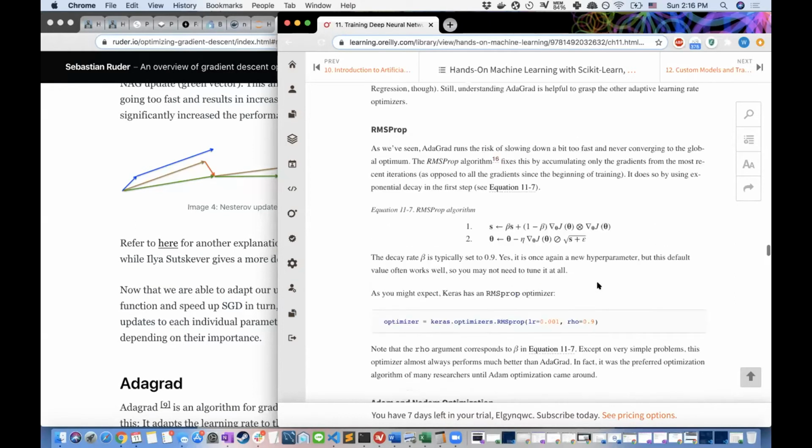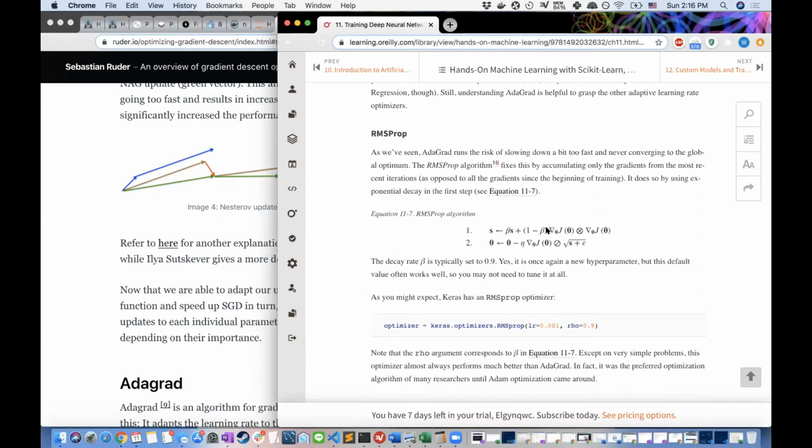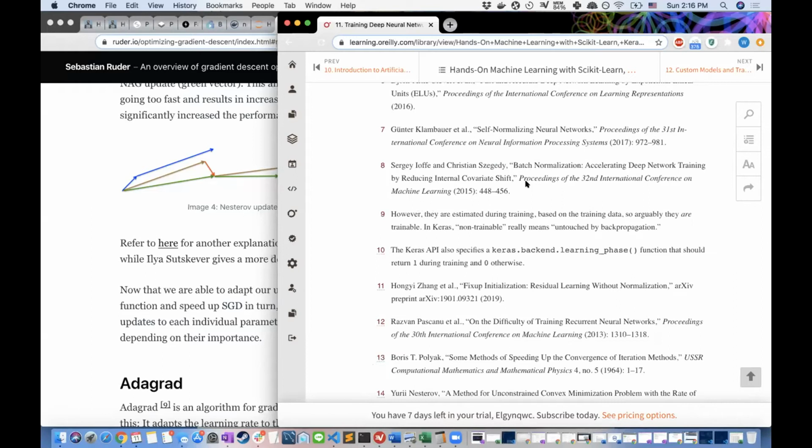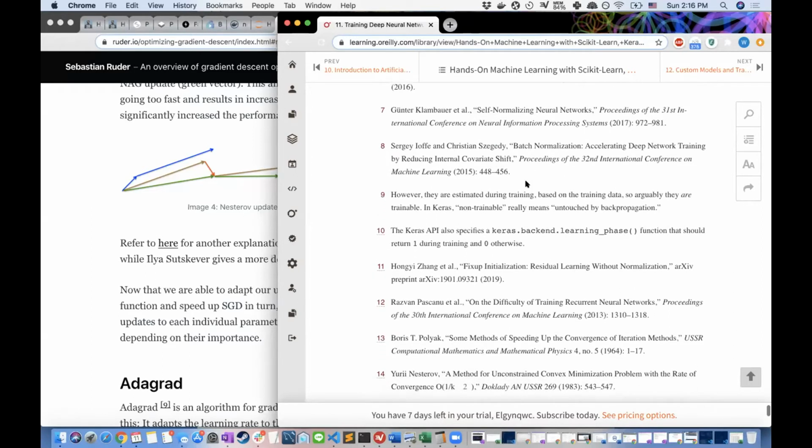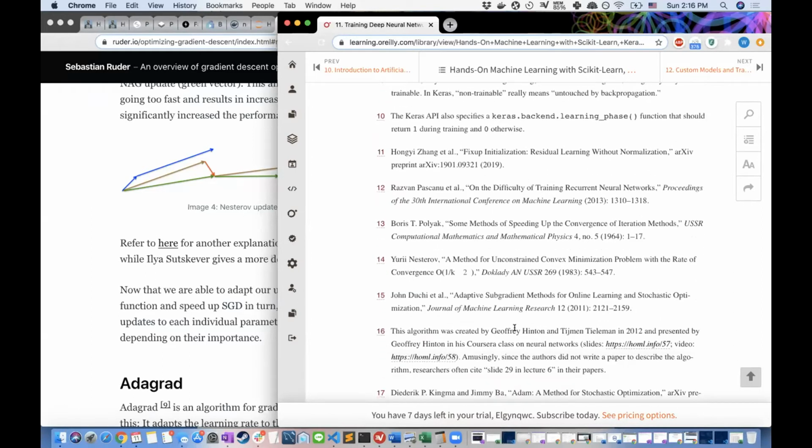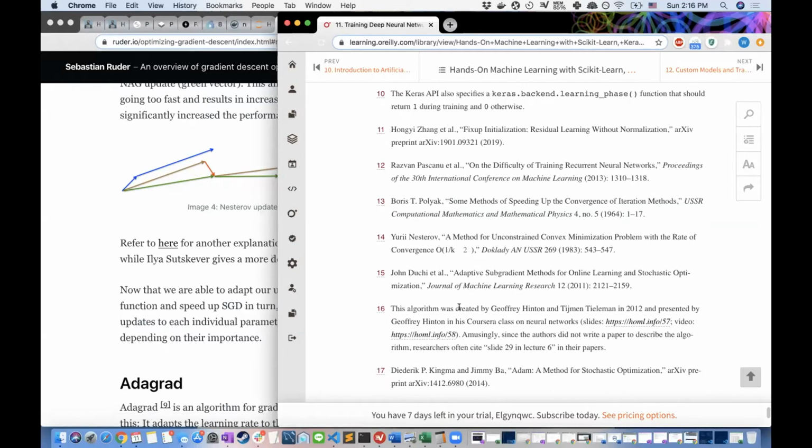I believe this was developed by Geoffrey Hinton, if I remember correctly. Yes, this algorithm was developed by Geoffrey Hinton in 2012. Amusingly, since the author did not write a paper to describe the algorithm, researchers often cite slide 29 in lecture 6 in their papers.